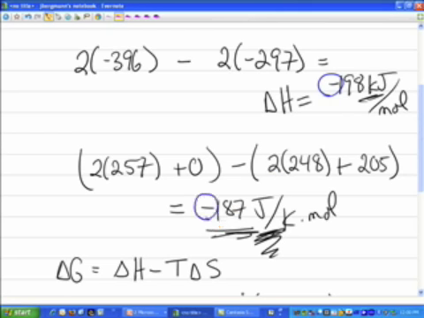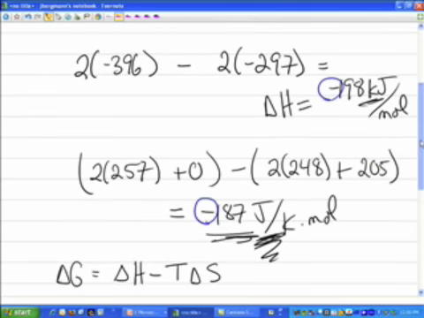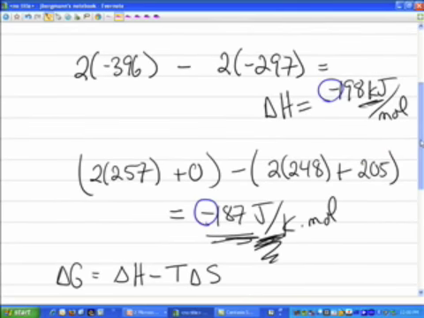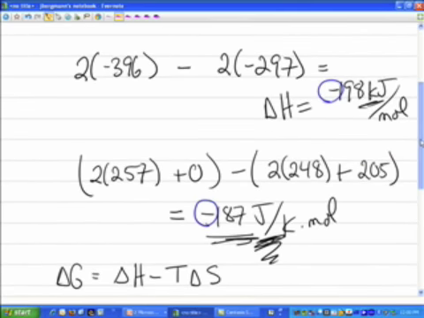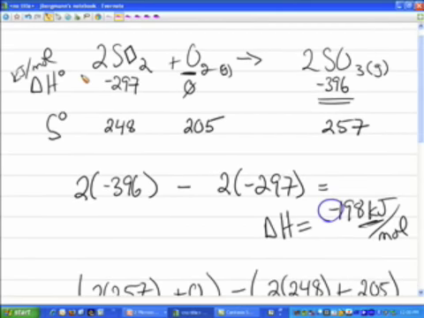And delta S is negative here, so it's getting more ordered. So delta H and delta S are working against each other, but that's okay. And I would have predicted that this was getting more ordered because of the reaction itself. We've got 3 moles of gas becoming 2 moles of gas. So 2 moles of gas are more ordered than 3 moles of gas, because gas is messy. Chaos.